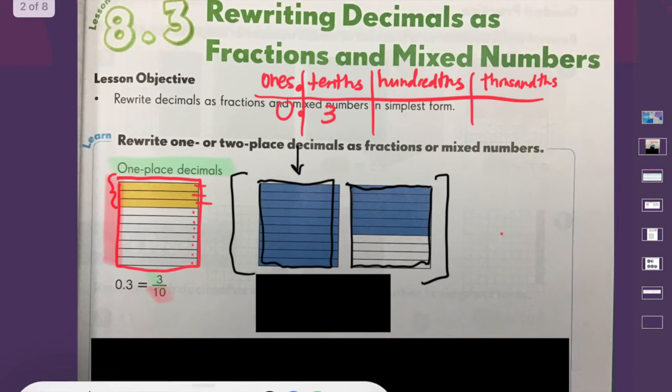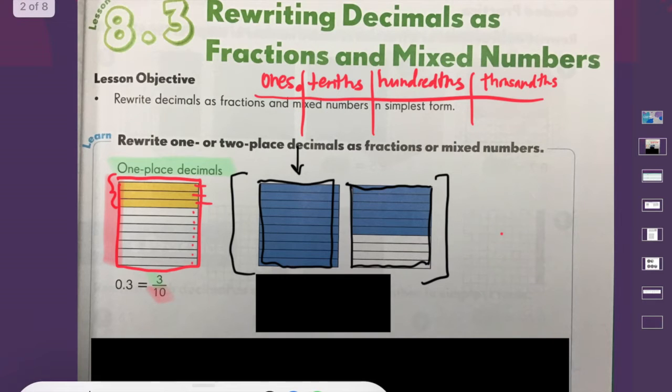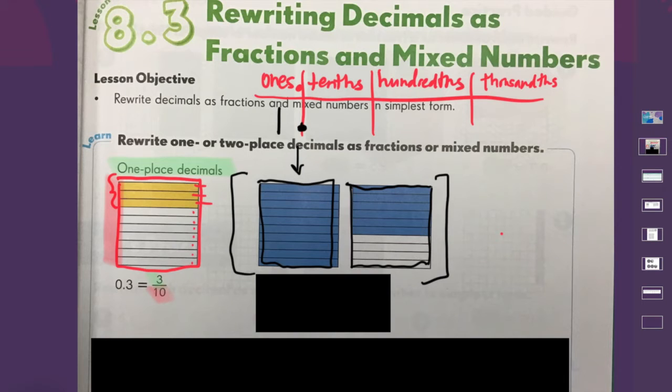So let's come up to our place value chart, and we can see that one whole is colored in or shaded in. And so let's see what part of the second whole is shaded in. So 1, 2, 3, 4, 5, 6. So 6 of the tenths. So if I put a 6 in the tenths place, I can see that the decimal being represented here is 1.6.